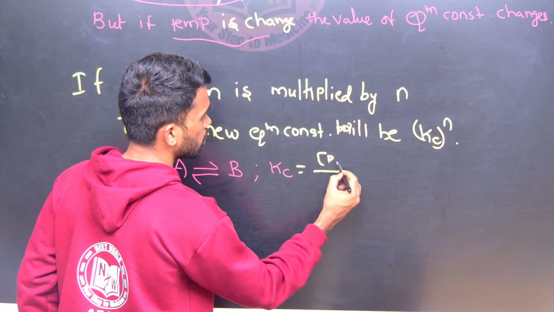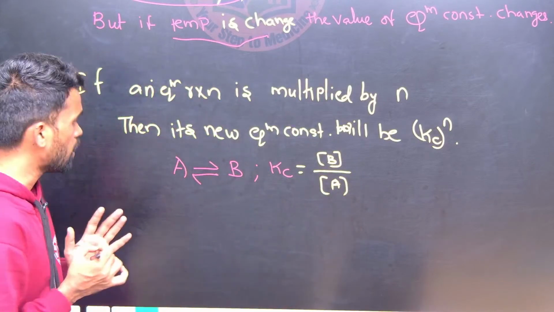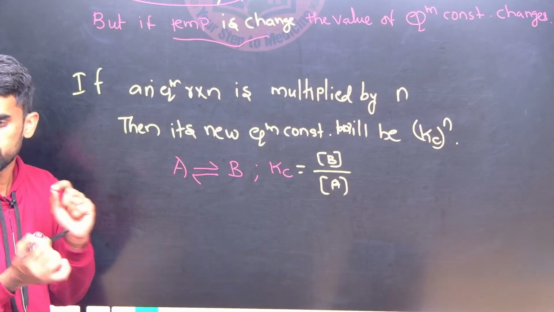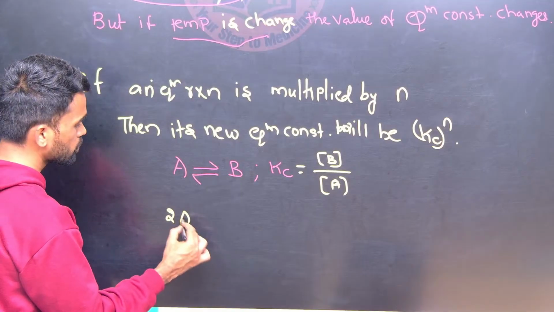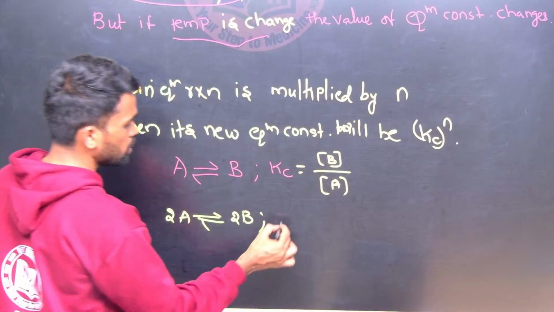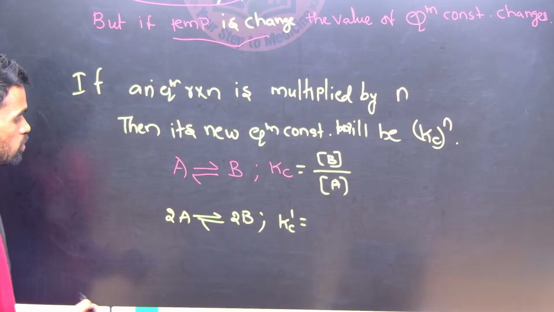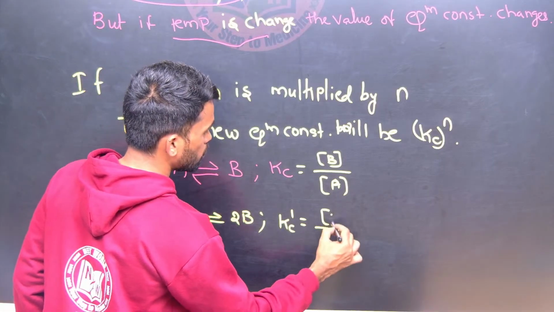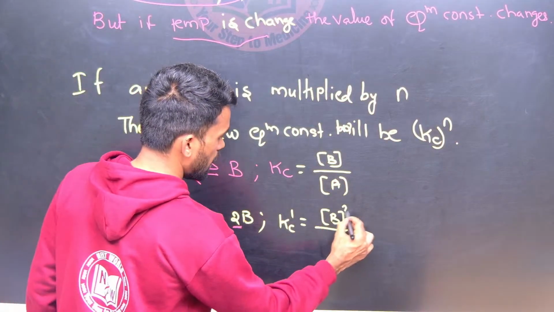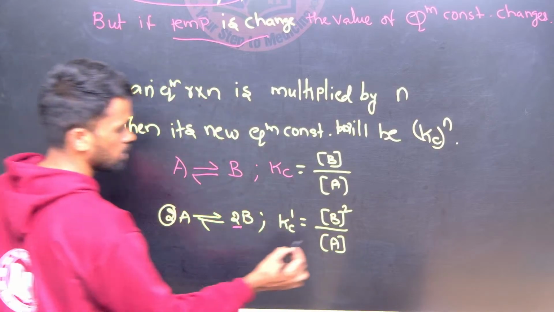Concentration of B product by concentration of A reactant. That's it. Now what am I doing? I am multiplying this particular equation by some number 2. What happens? 2A gives rise to 2B. Then its new equilibrium constant, I am saying Kc dash, will be equal to concentration of product to the power of its stoichiometric coefficient 2, and concentration of reactant, that is A, to the power of its stoichiometric coefficient 2 here.